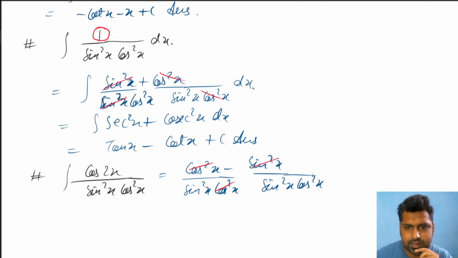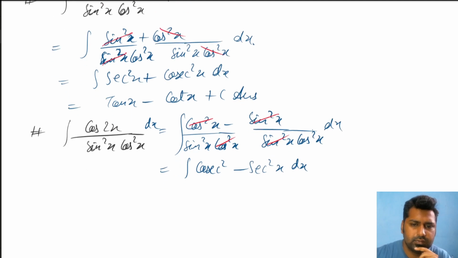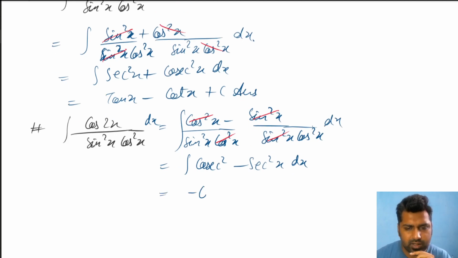Cos square, sine square. Integration dx. So 1 by sine square is cosec square x. 1 by cos square is sec square dx. Again, same thing. This becomes minus cot x integration. This becomes sec square integration is tan x plus c.